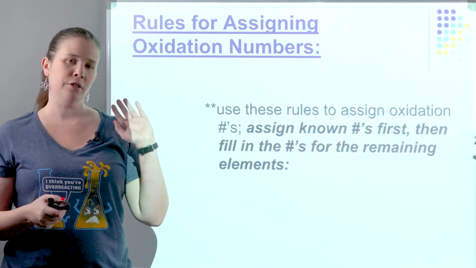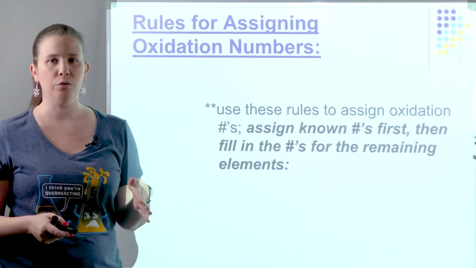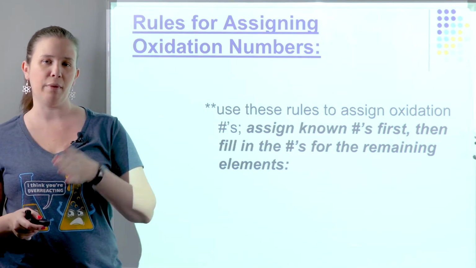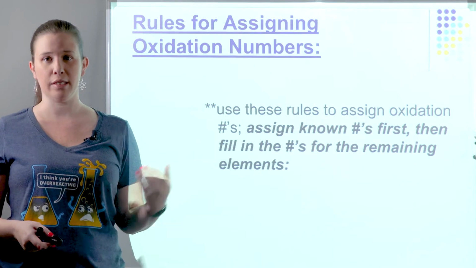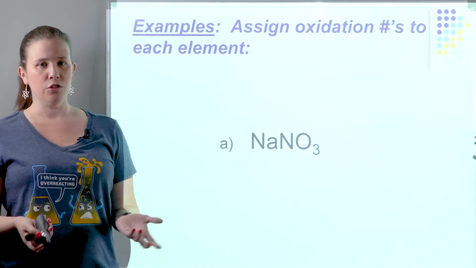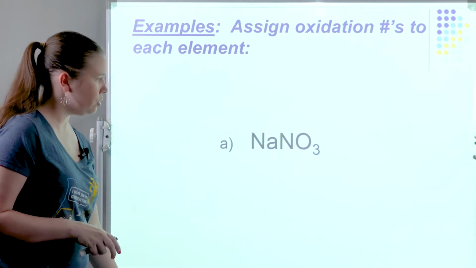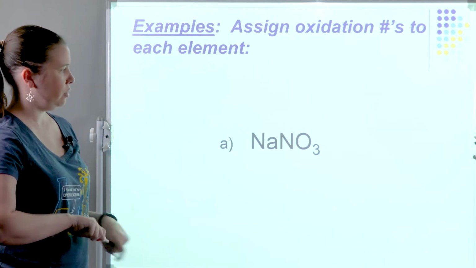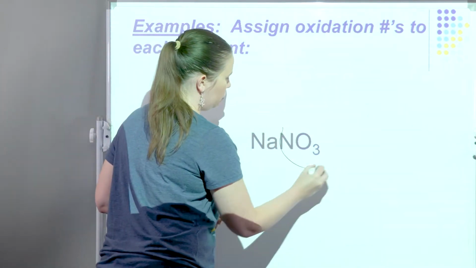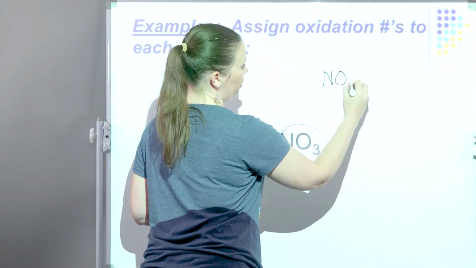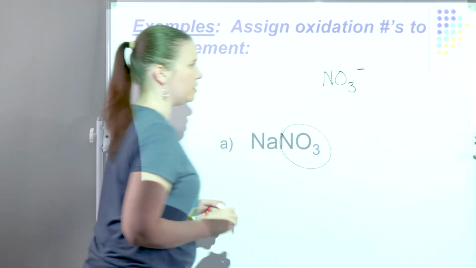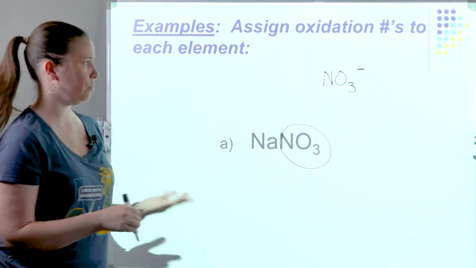All right, so we're going to use these rules and guidelines to start with what we know. We're going to then work backwards using those summation rules in order to determine the charge for the other elements, like I just did for the sulfur. So let's do a couple of these examples. Let's look at sodium nitrate. First thing I do is spot my polyatomic ion. I know that NO3 should have a -1 charge. That is the charge for nitrate.